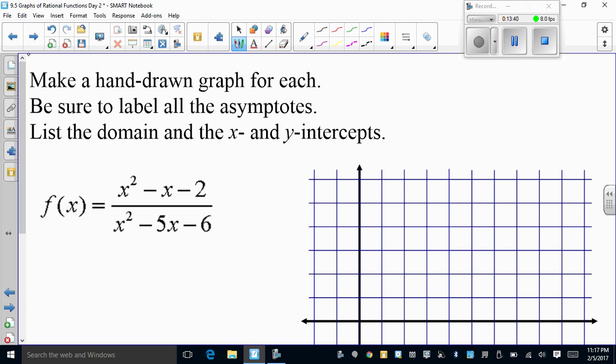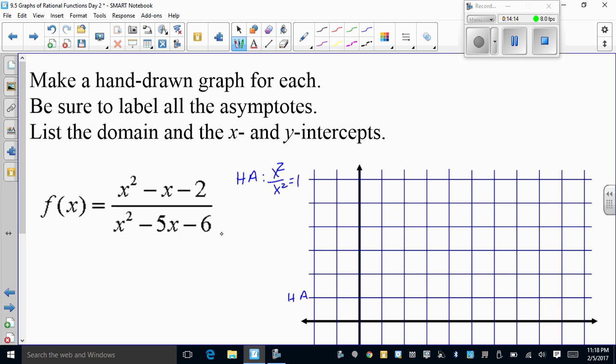Now, this one, I believe, no, I guess not. I thought I left this one to do in class. But I don't have any of them written down to do in class. So we'll go ahead and do it. Horizontal asymptote: I have x squared over x squared, which reduces to 1. So y equals 1 is my horizontal asymptote.